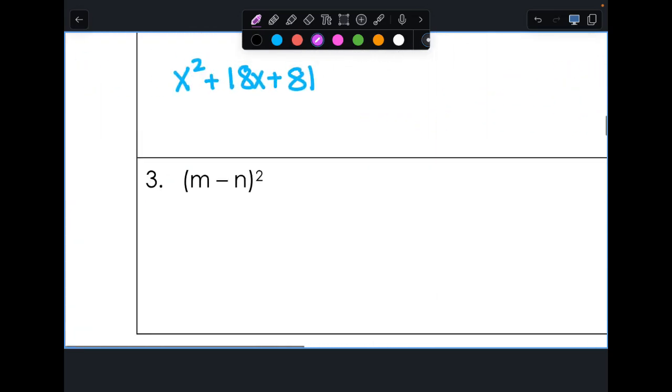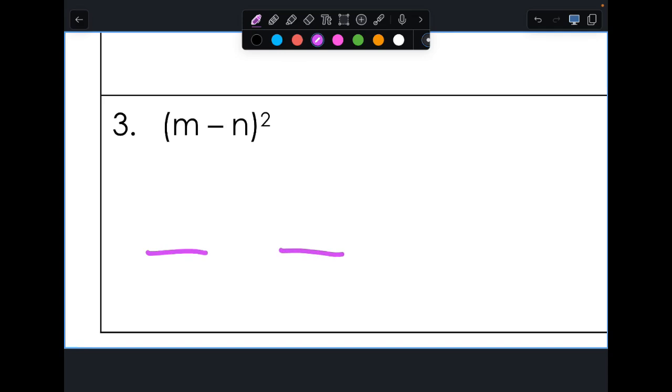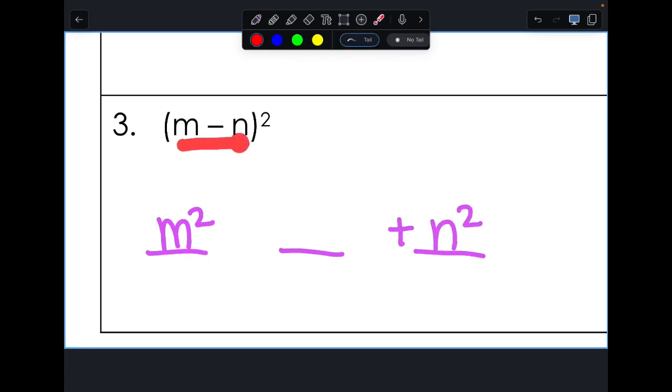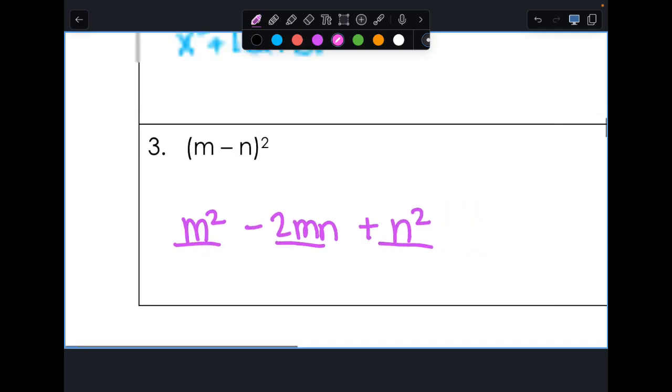You end up with 3 terms, right? For the first term, square the first. What's m times m? M squared. For the last term, square the last. What's negative n times negative n? Positive n squared. Now for the middle term, multiply those two. What's m times negative n? Negative mn. Double it. Negative 2mn. Questions?